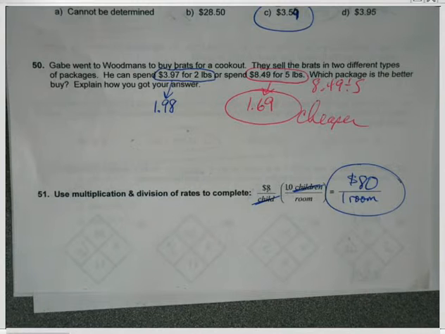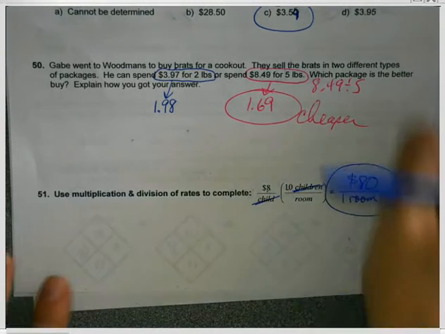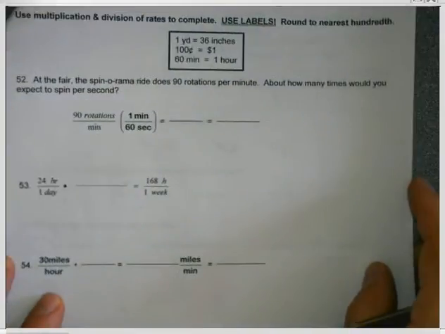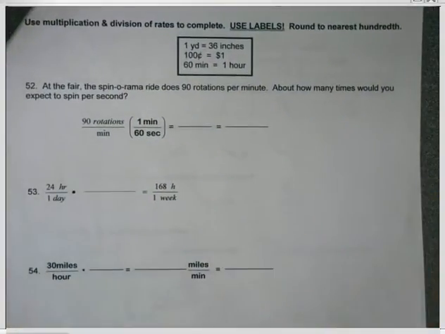So we got to get down to a unit rate. We got to get down to out of 1. We're heading towards the end. Then we just hit that middle part. We're good to go. All right. At the fair, the Spinorama ride does 90 rotations per minute. About how many times would you expect to spin per second?